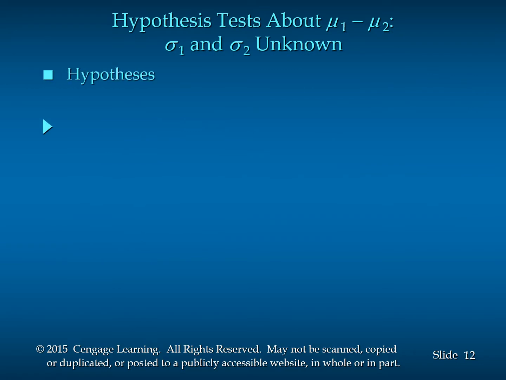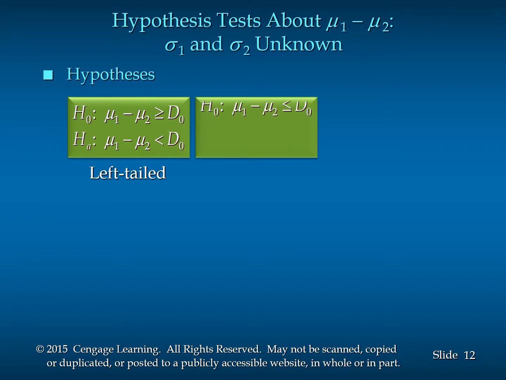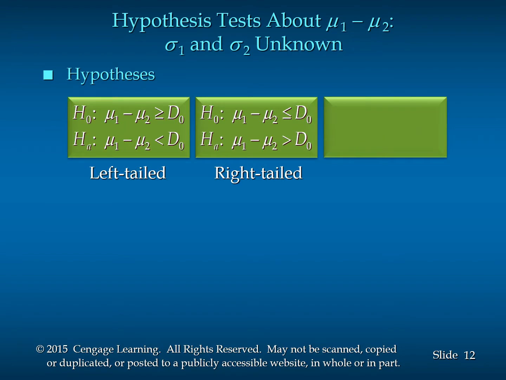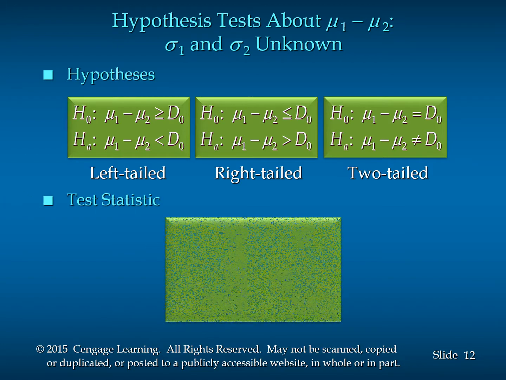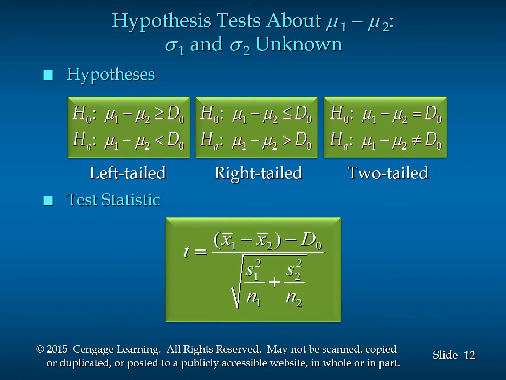We can follow the same procedure for hypothesis testing, and the pattern for the null and alternative hypotheses are the same for the 1- and 2-tailed tests. And our T statistic, our test statistic, is shown here. The difference between the 2 sample means minus our hypothesized difference between the 2 population means divided by the standard error of the mean.